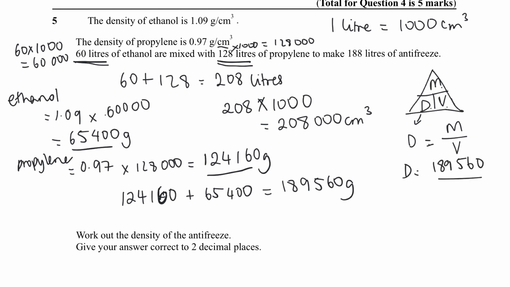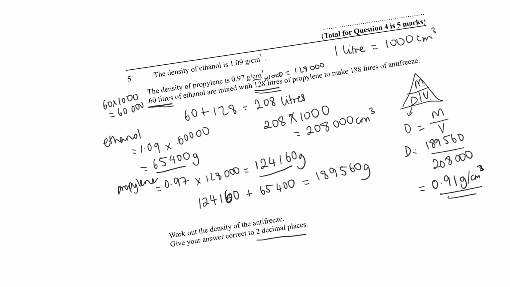So now we know the total mass, we know the total volume, the total density would therefore be 0.91. Because it wants decimal places, that would round to 0.91 grams per centimeter cubed. And that's the final answer.